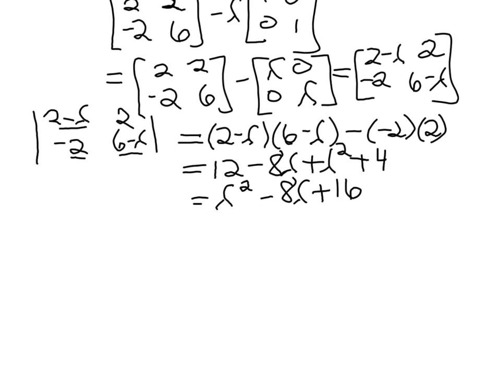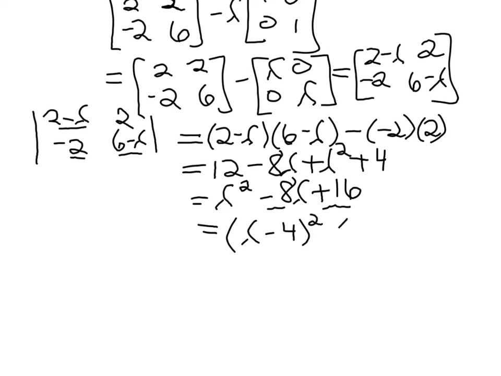And so that factors as lambda minus 4 times lambda minus 4. You're looking for two numbers whose product is 16, the sum is negative 8. So this is equal to lambda minus 4 squared. And so, like I said, this right here is the characteristic polynomial for this matrix A.